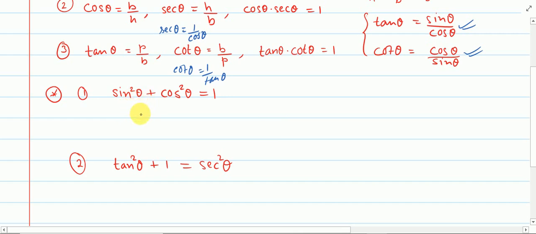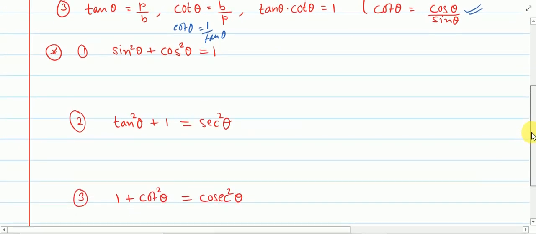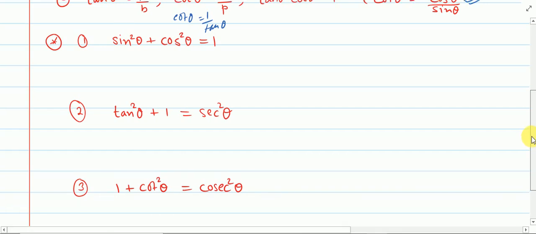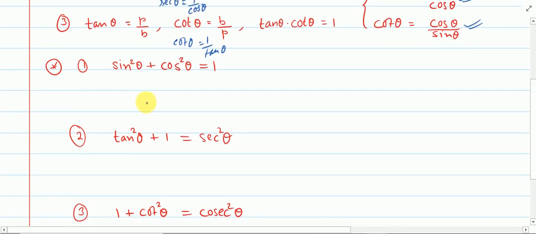identities. The first one is sine square theta plus cos square theta is equal to 1. These three identities are very important whenever we are doing a problem related to trigonometry where we need to prove LHS is equal to RHS. In those questions, these three play a very important role. So if you see, the first one is sine square theta plus cos square theta equal to 1.